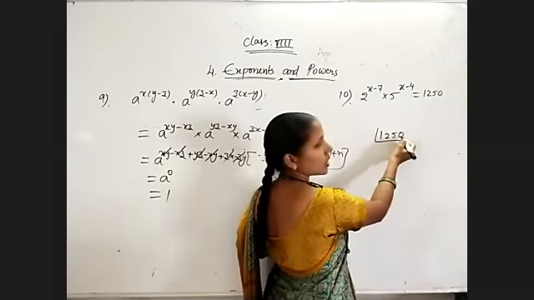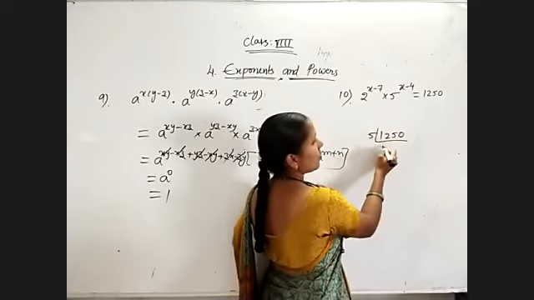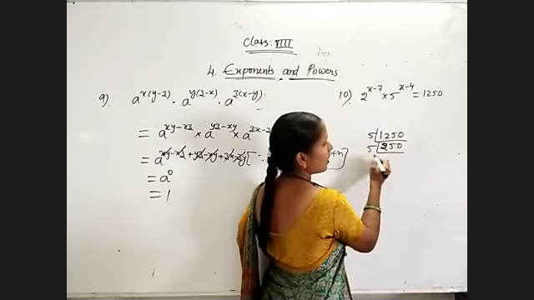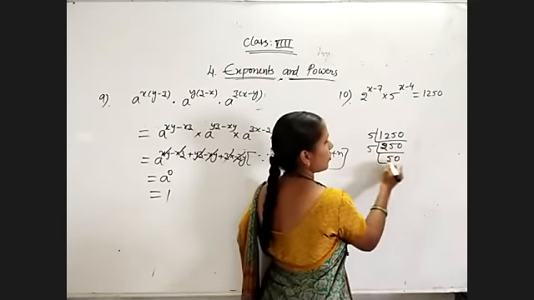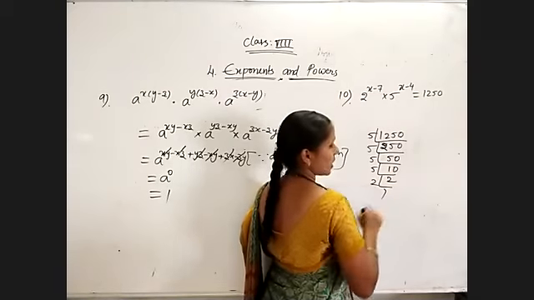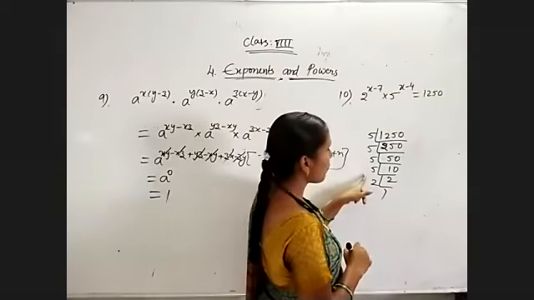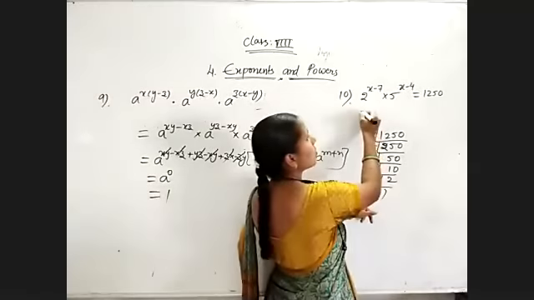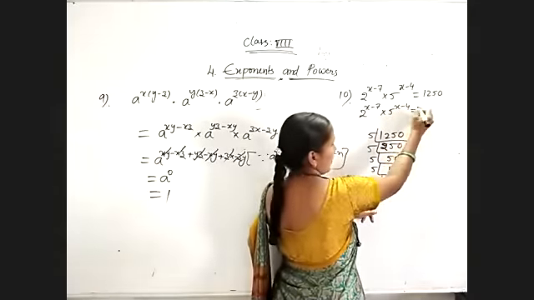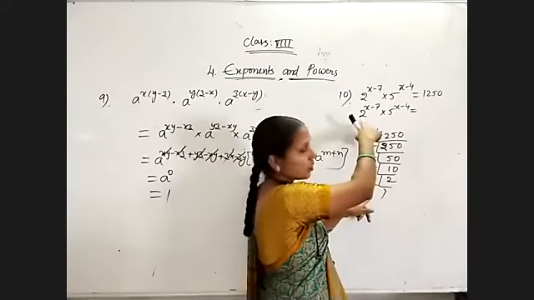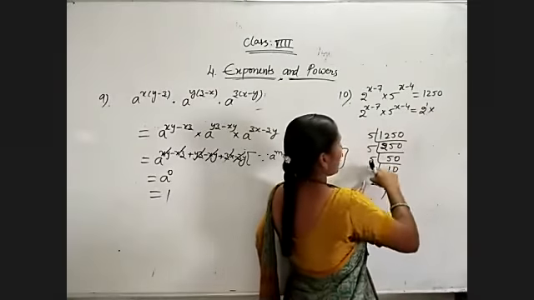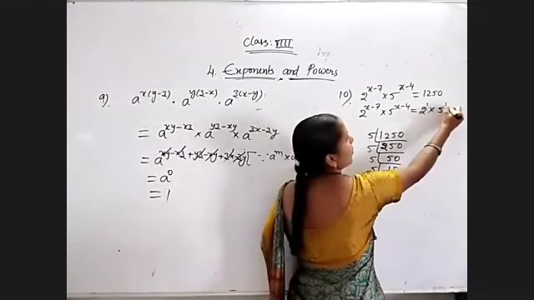Because of the 0, I am using the 5 table. 5 2s are 10, 5 5s are 25, 5 5s are 25 and 0. 5 10s, 5 2s, 2 1s. That means 5 power 4 and 2 power 1. So 2 to the power of x minus 7 into 5 to the power of x minus 4 is equal to 2 to the power of 1 into 5 to the power of 4. That's all.